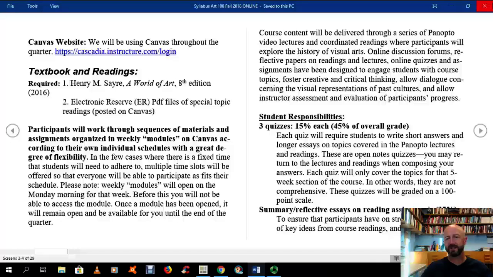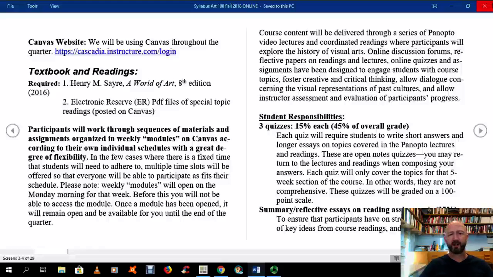I have in here 5 weeks, but it's less than that this quarter. It's about 3 or 4 weeks every time. In other words, these aren't comprehensive, and they're all graded on a 100-point scale. So again, to recap this, all of your quizzes are open note. When you have a quiz, it will open on the Monday of whatever week that quiz is assigned for, and you will have all week to work on it, and it will be turned in on either Friday or a Sunday. So lots of time to work on these things. That's 45% of your overall grade.